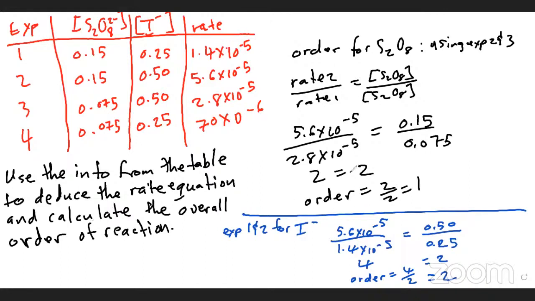So this is the order with respect to each reactant. So the overall order is equal to 1 plus 2, which is equal to 3. So that is the overall order of the reaction.